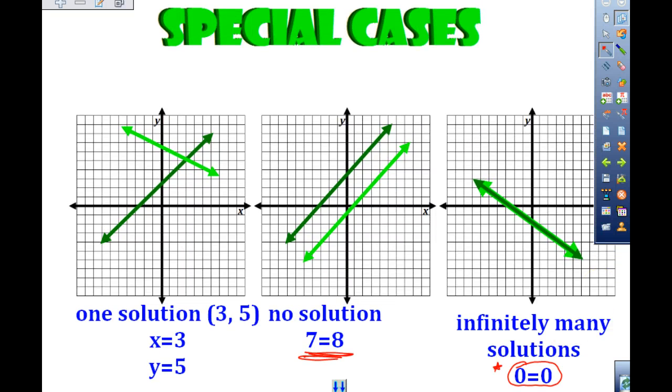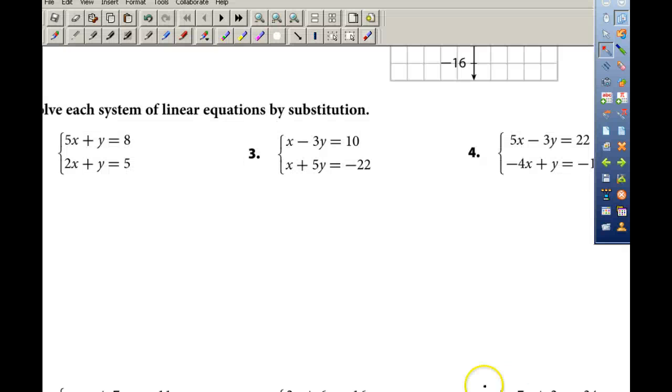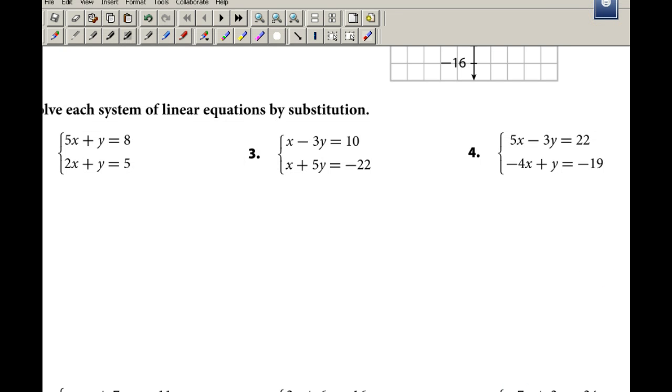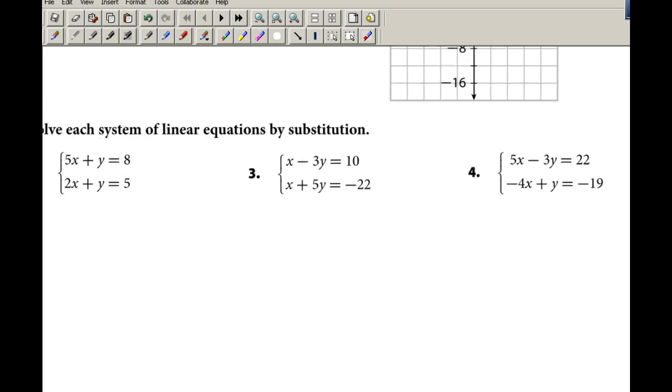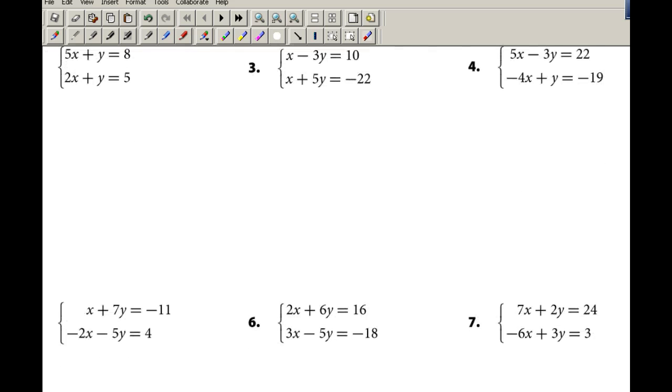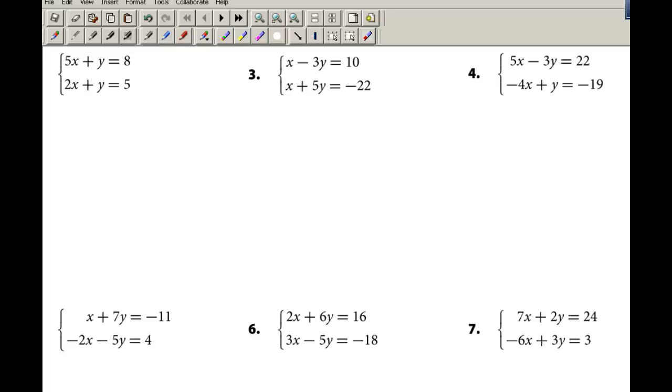All right, so let's take a look at your homework here. Have this in front of you. And let's go through some of these and decide which one is a good equation to solve for.